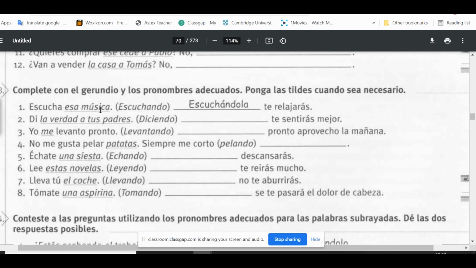So, escucha esa música. Escuchándola, te relajarás. So, listen to that music. By listening to it, you get relaxed, yeah?